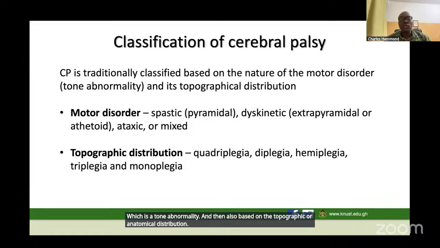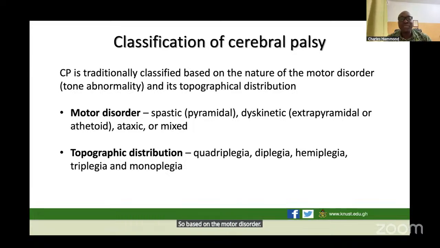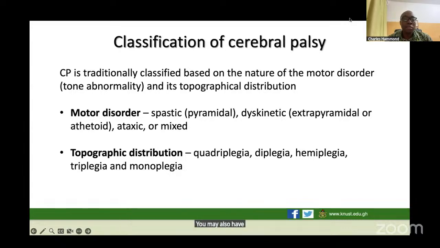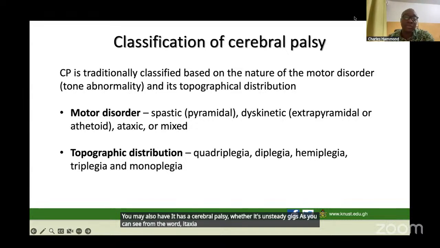So based on the motor disorder, you may have a spastic cerebral palsy, where there is increased tone or there is spasticity. Then you may also have dyskinetic cerebral palsy, where there is abnormal movement. Dyskinetic or dyskinesia means abnormal movement. You may also have ataxic cerebral palsy, where there is unsteady gait, as you can see from the word ataxia, or they may be mixed. And I'll talk about that as we go on.